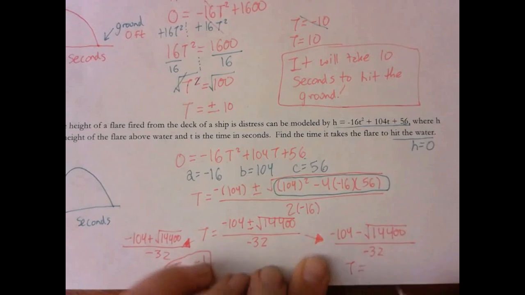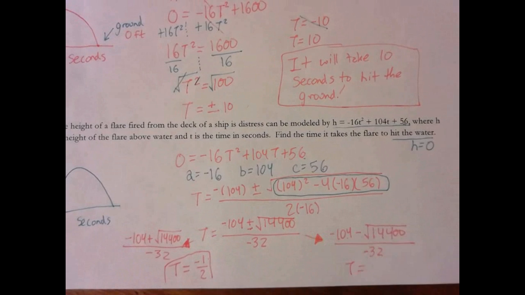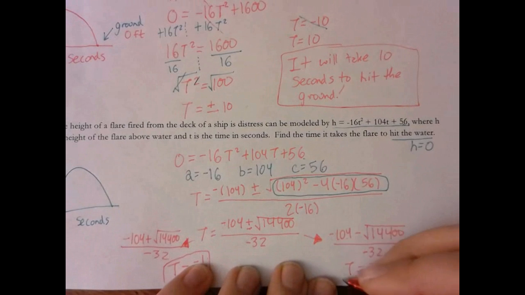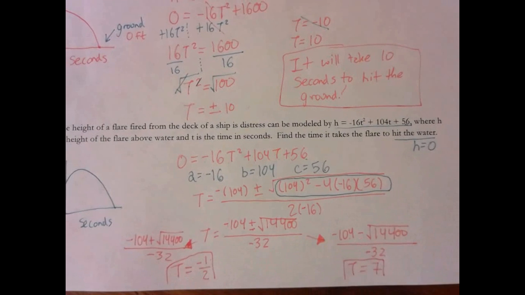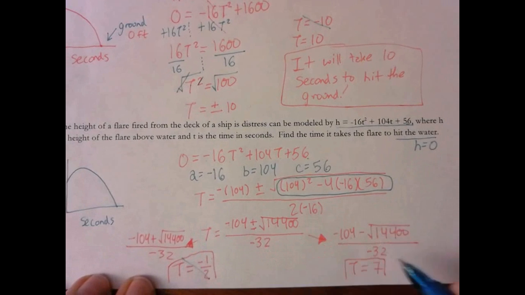Our other answer, when we put negative 104 minus the square root of 14,400, hit enter, then divide by -32, we get t equals 7. So ask yourself, do both of these answers make sense? No, we can't have a time of -1/2. That makes no sense. So here's our real answer.